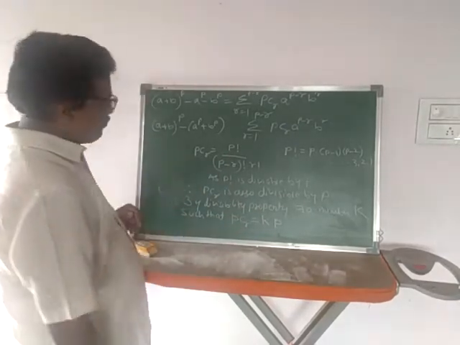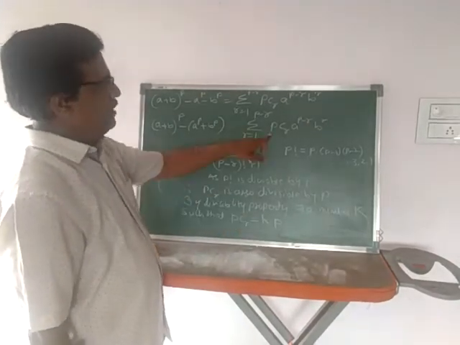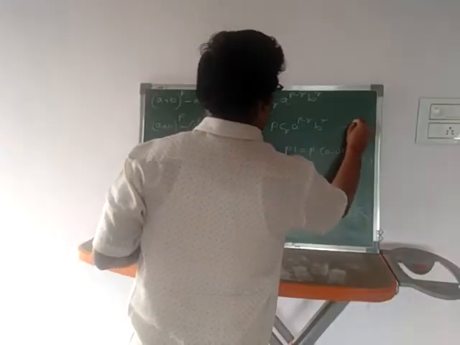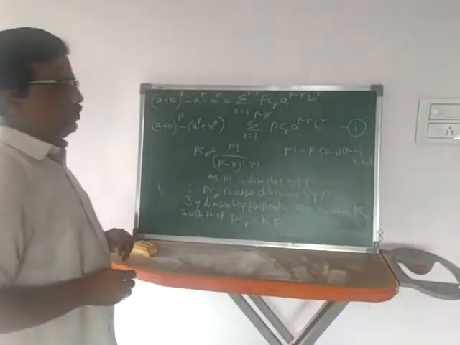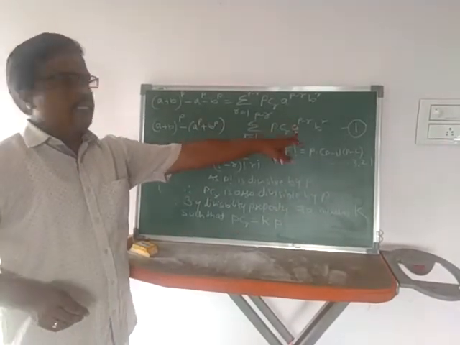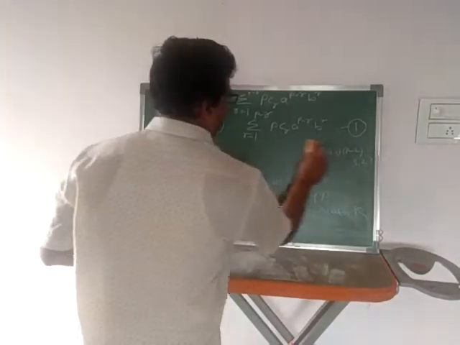So now replace this pCr by kp in this equation. Let us call this equation 1. Now substituting pCr is equal to kp in 1, then we get.